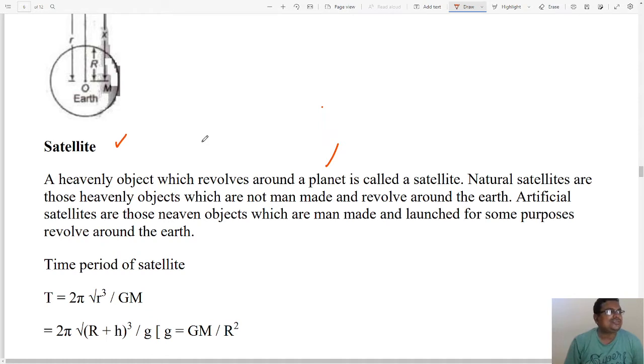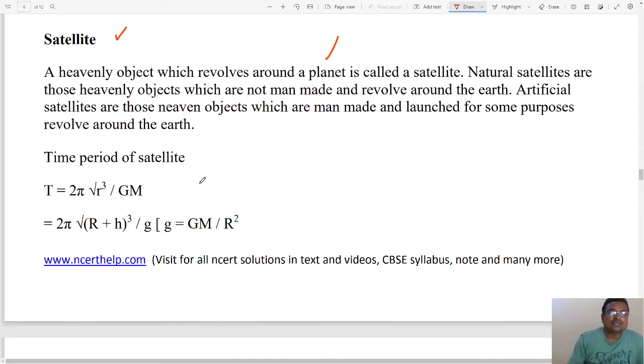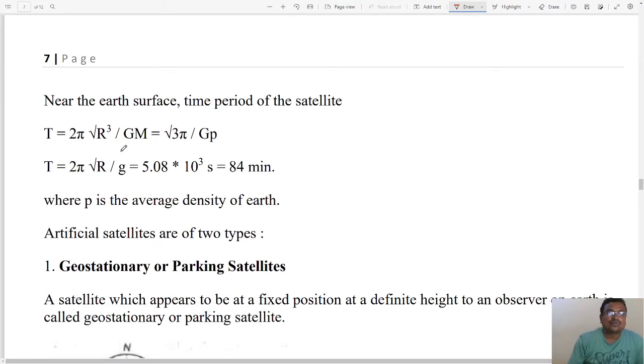So what is the purpose of using satellites? It is used for communication. It is used for weather forecast. It is used for searching for minerals and other things on the surface of other planets, Mercury, Mars. That is Mission Mangal and Chandrayaan. Now, the time period of a satellite, that formula we are writing. Near the Earth's surface, the time period of a satellite is T equals 2 pi root of r cube by GM.